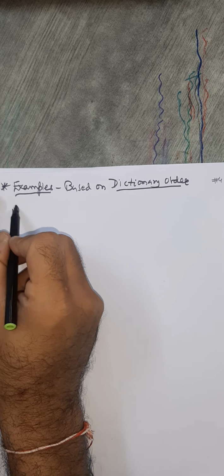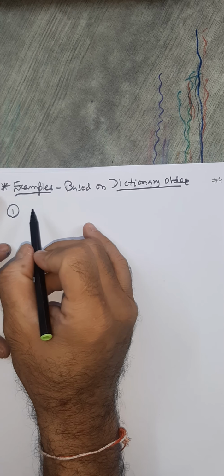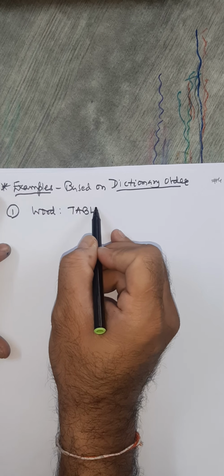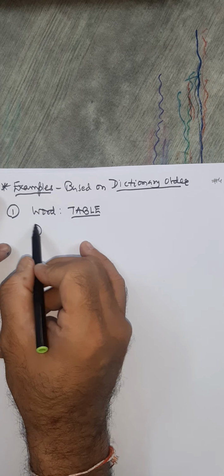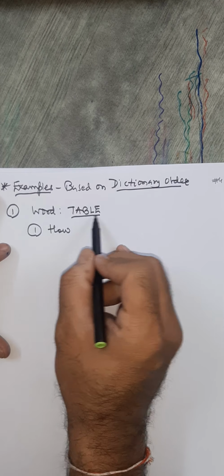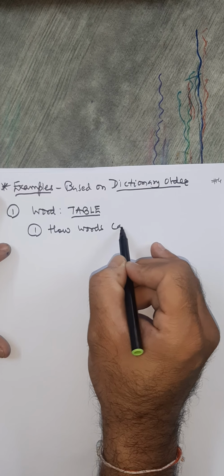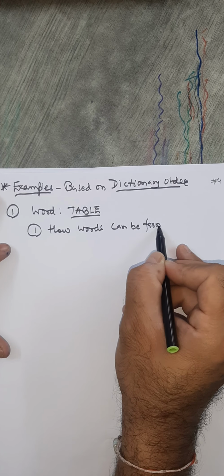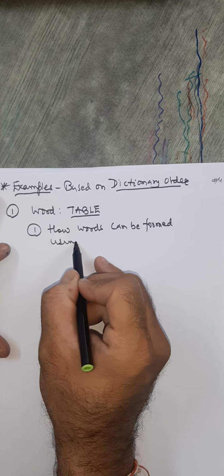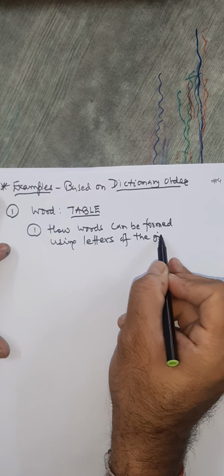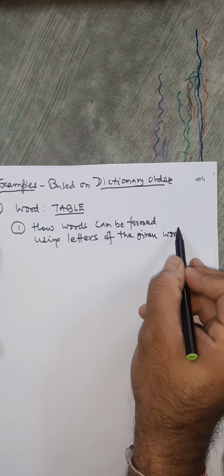Now I want to discuss one or two examples based on dictionary order. So here the question is, you are given this word, let's take table. The first question is, how many words can be formed using the letters of the word table, letters of the given word? Okay, that's the first question.